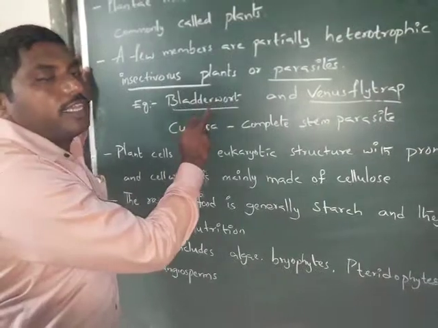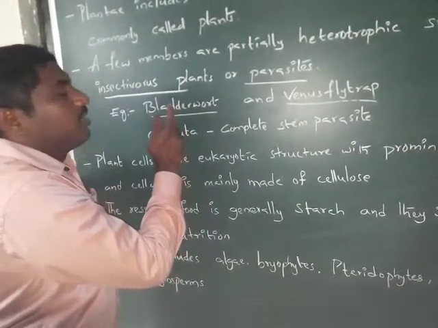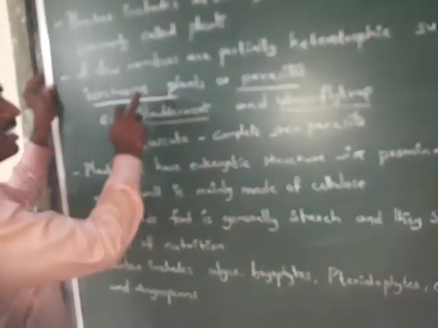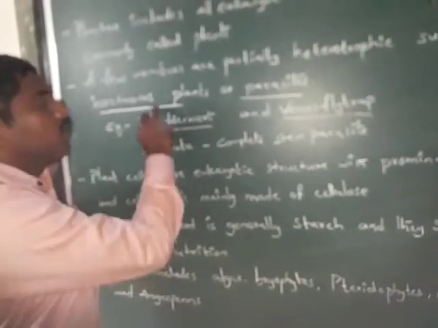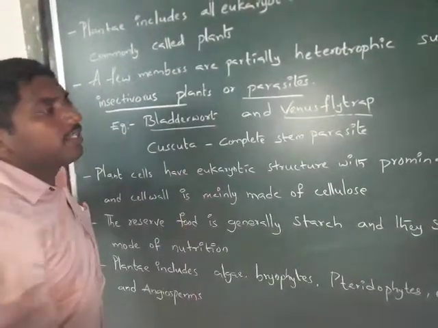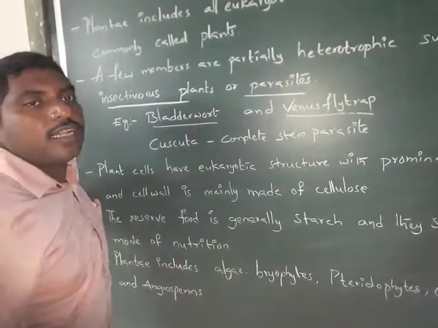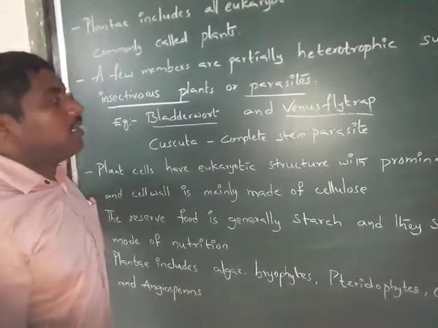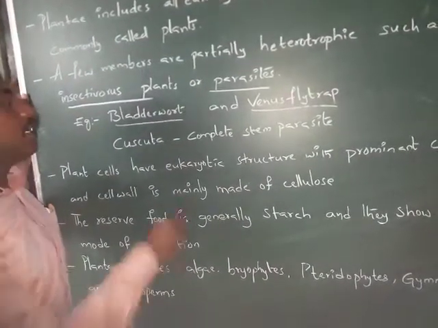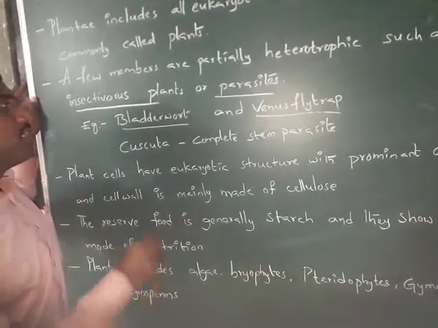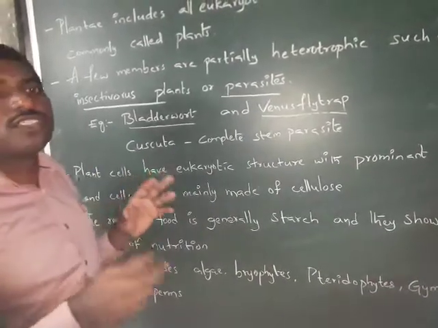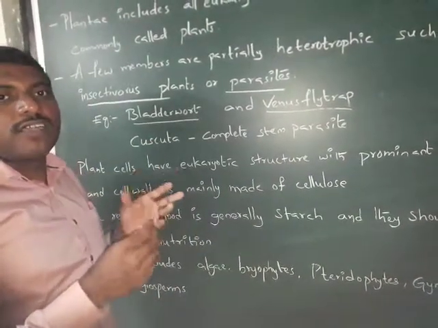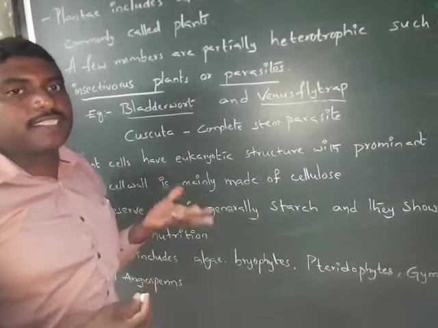Utricularia is also called bladderwort. These two are the insectivorous plants. They are grown in nitrogen-deficient areas, so they modify their leaves into bags to obtain nitrogen from insects.